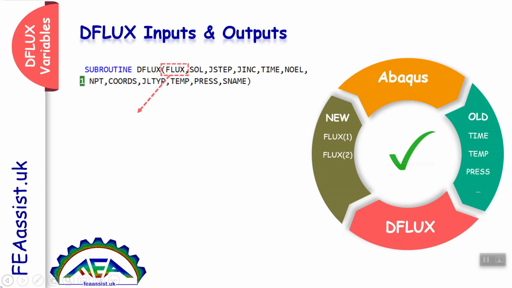For example, what is FLUX 1? FLUX 1 is the derivative of temperature with respect to x, and FLUX 2 is the derivative of flux with respect to temperature. It is written based on your formulation.